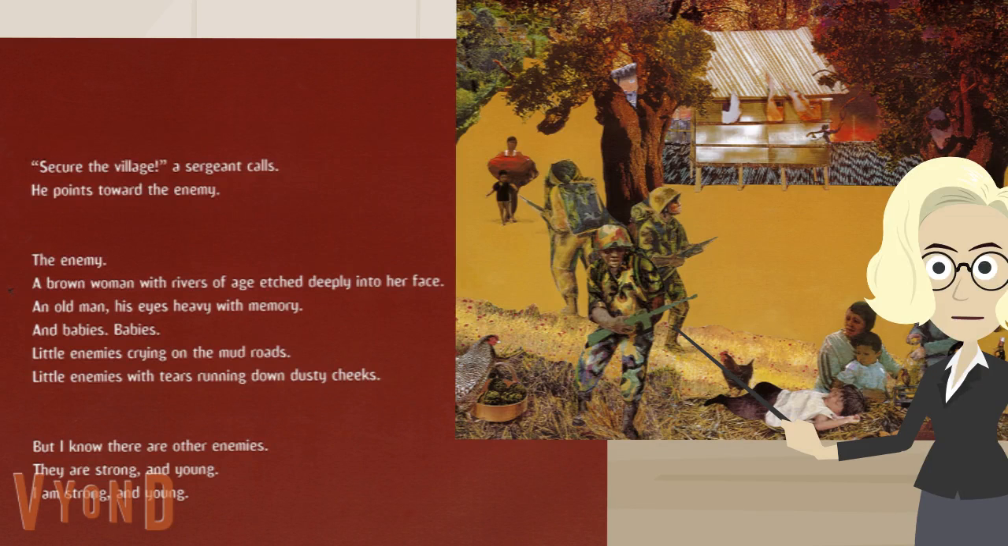The enemy, the brown woman with rivers of age etched deeply into her face. An old man, his eyes heavy with memory. And babies. Babies. Little enemies crying on the mud roads. Little enemies with tears running down dusty cheeks.